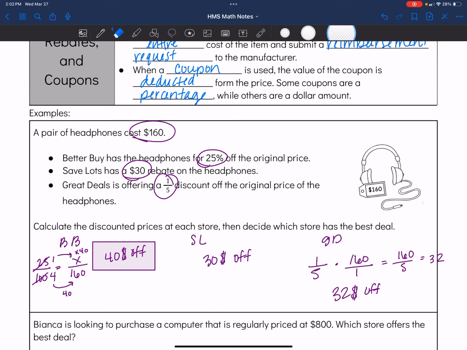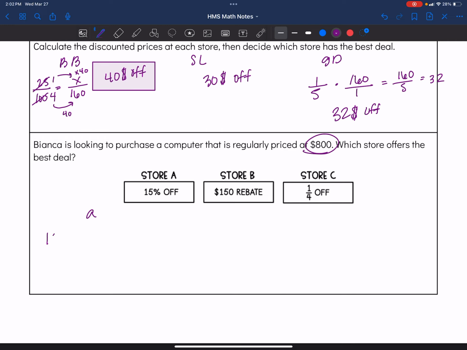Bianca is looking to purchase a computer that is regularly priced at $800, so that's my total. Which store offers the best deal? Store A, Store B, and Store C. So, Store A, we have a percent. So I know I'm going to set up 15 out of 100 equals what out of 800. I love it when my math is easy and I can just scale. So I just multiply by 8. So I'm going to do 15 times 8. 5 times 8 is 40. 1 times 8 plus 4 is 12. So store A has $120 off.